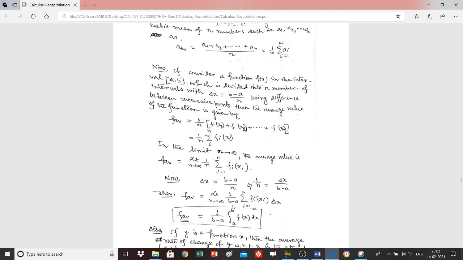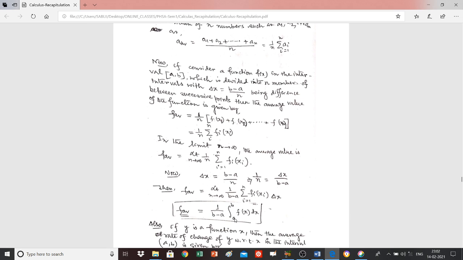So b minus a is written here. This is completely a constant quantity. So 1 by b minus a, then sum over i equal to 1 to infinity, then this f(xi) and this delta x is there. And if you write this sum in the form of integration, then you can easily write from this expression that f average is equal to 1 by b minus a, then integration of this, since the interval is ab, the limit should be a to b f(x) dx.